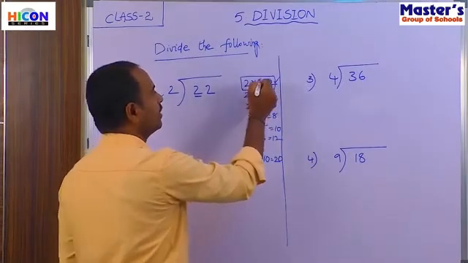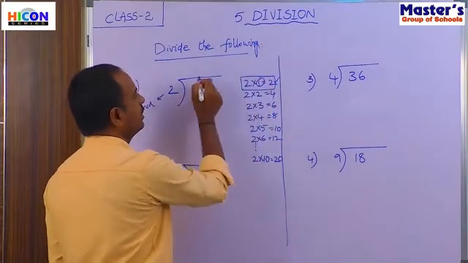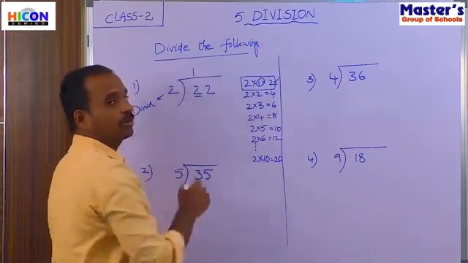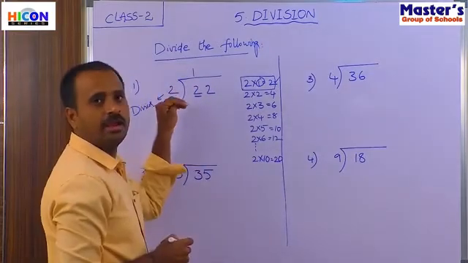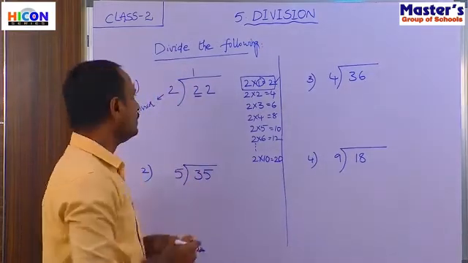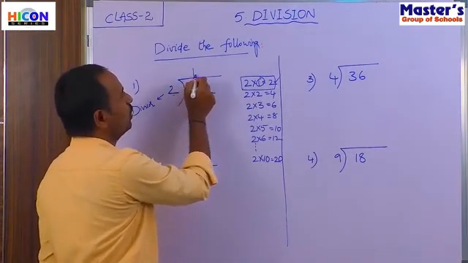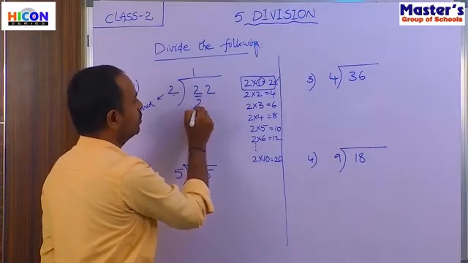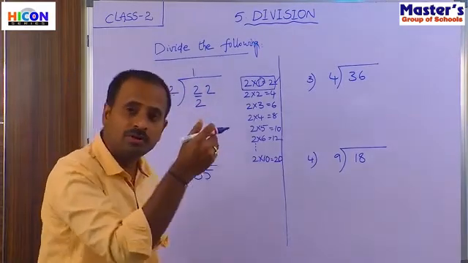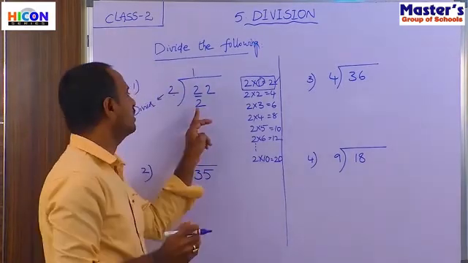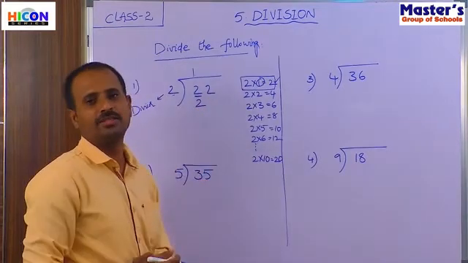So write 1 in the quotient. That is, write 1 in the quotient on the line above the dividend. Now multiply 2 into 1. That is, 2 ones are 2. So write that number below the first digit only. Do not write this number below the second digit.